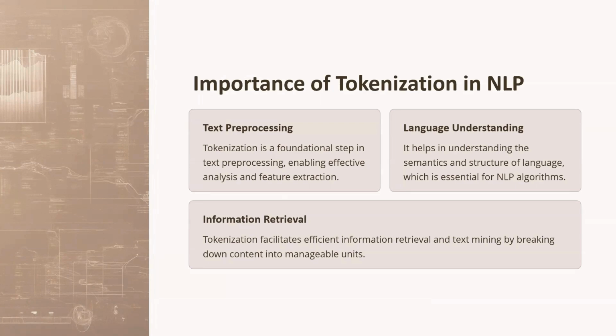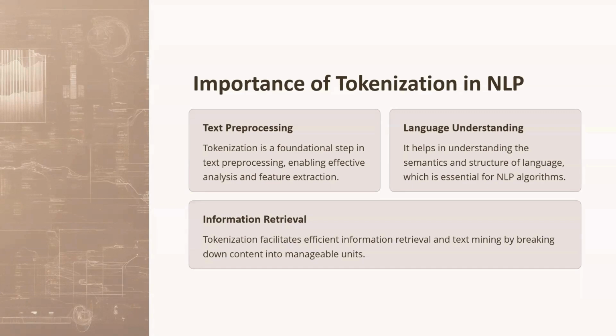Text preprocessing is the process done before the text analysis. Tokenization is a foundational step in text preprocessing, enabling effective analysis and feature extraction. It is a preprocessing step before the text analysis.